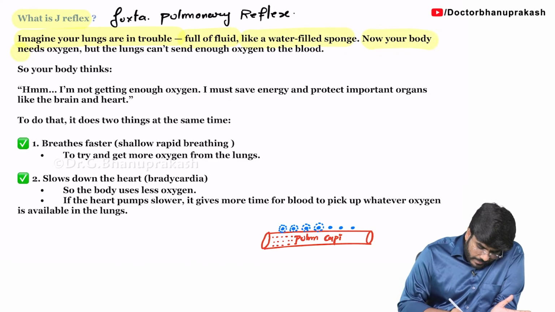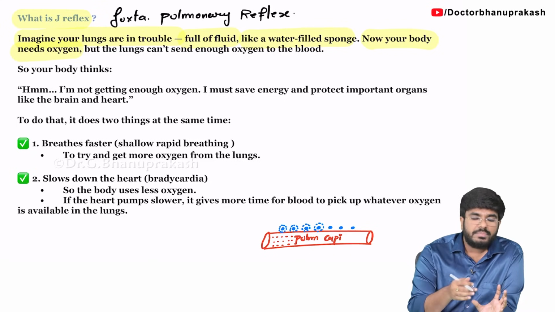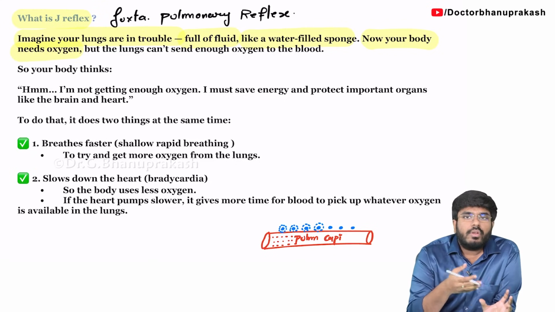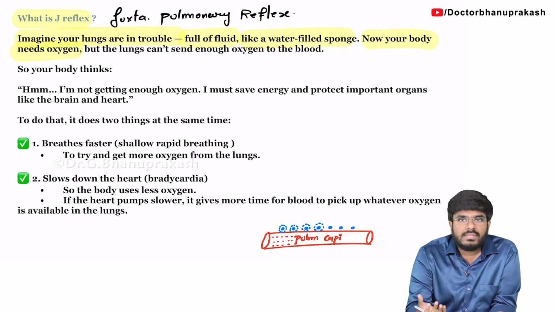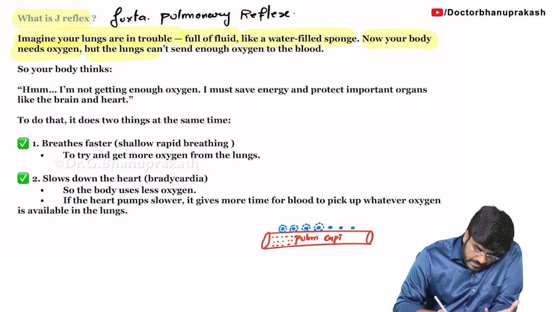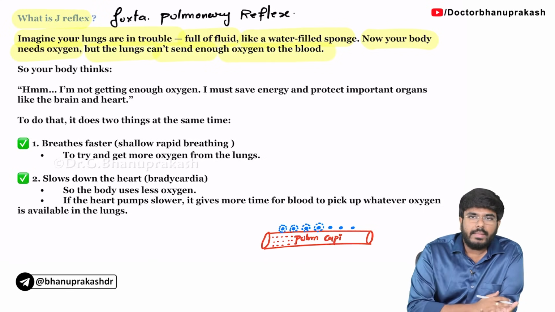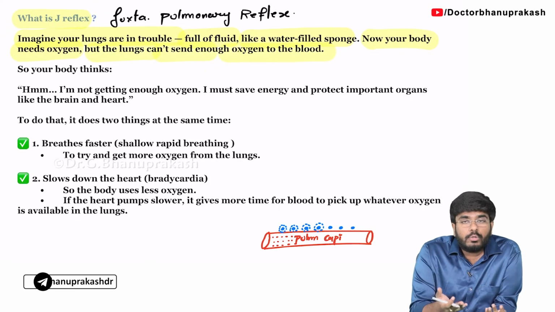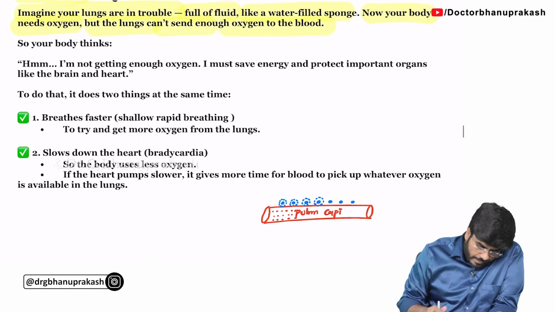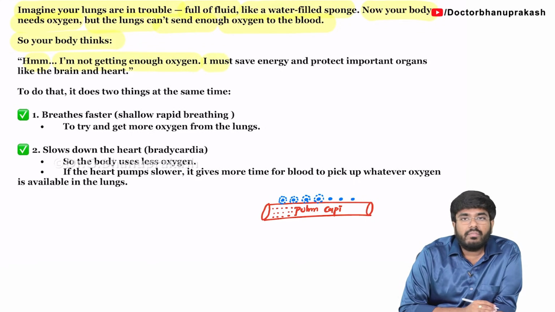Now your body needs more oxygen, yes or no? Your lungs were not supposed to have any fluid. Now there is pulmonary congestion or pulmonary edema, so your body is asking for oxygen. Whenever there is pulmonary edema, the body is not getting enough oxygen, because your lungs cannot send enough oxygen to the blood. The oxygen delivery to the blood is not happening easily. Now what will happen? Your body thinks, I'm not getting enough oxygen.